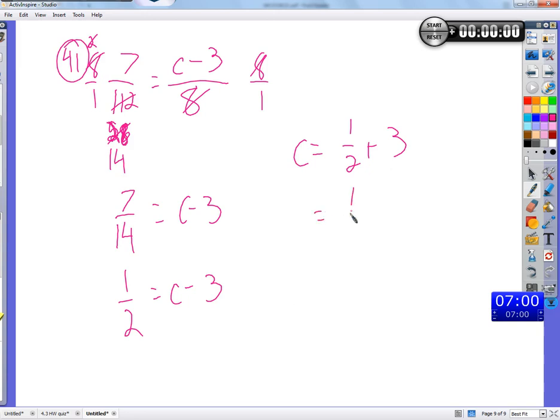Common denominator, 1/2 plus 6/2, 7/2. C is 7/2. Common denominator to add 1/2 to 3. And if this is 3 over 1, multiply this by 2, multiply this by 2.